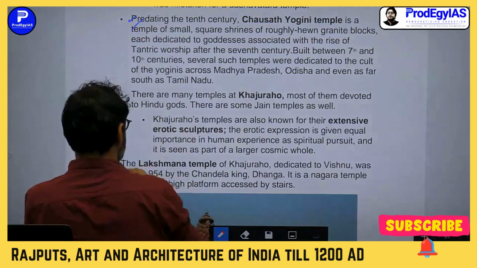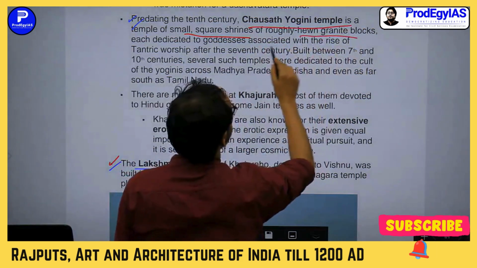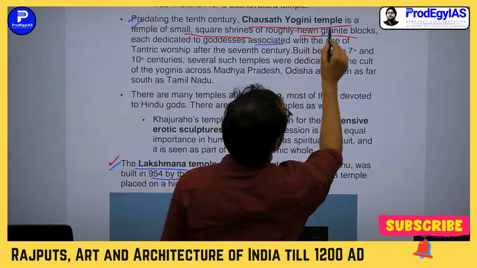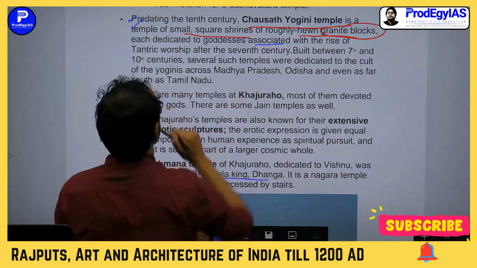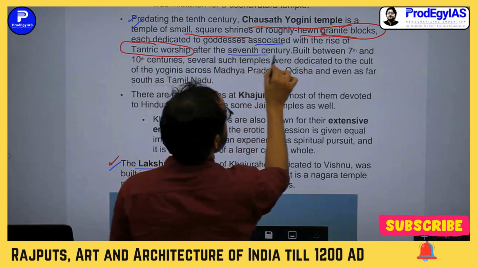This one and this one. What is it made up of? Granite blocks. And this is related to tantric worship of 7th century.